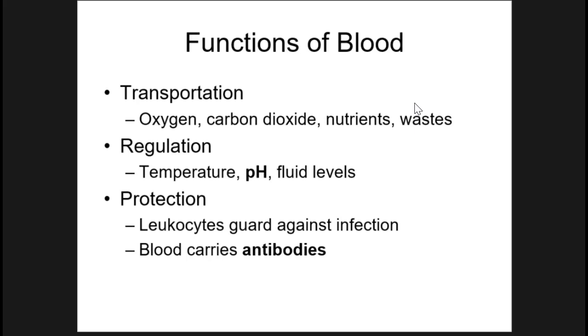The function of the blood is going to be transporting gases and nutrients and wastes. So we're going to talk about gas exchange when we get to respiratory. We're going to talk about nutrient exchange when we get to digestive. And we'll talk about wastes, especially when we get to urinary. The way that these substances get to these systems is via the cardiovascular system through the blood. It's also going to help you regulate things like your temperature and pH.